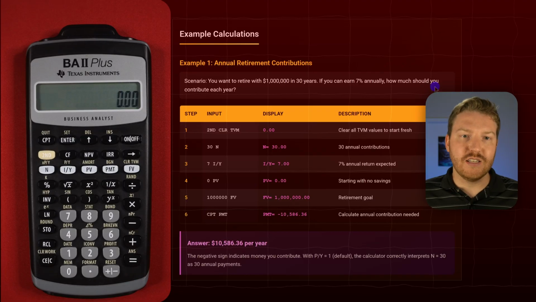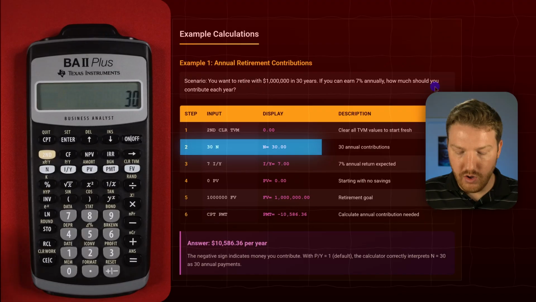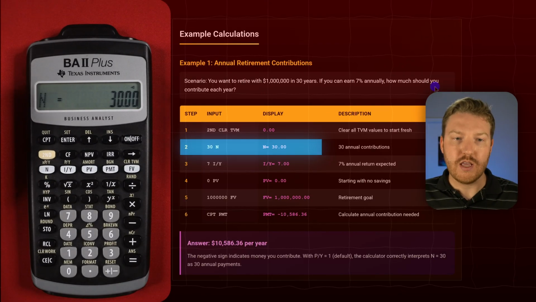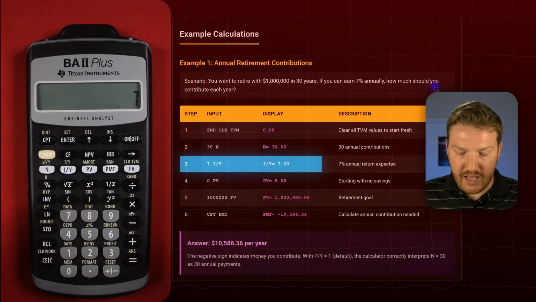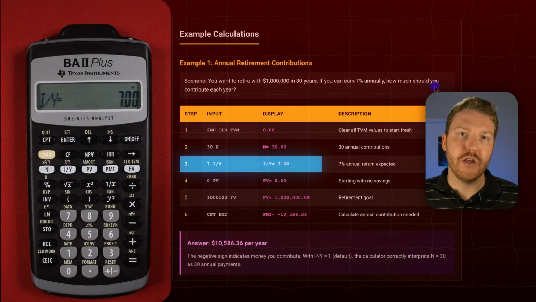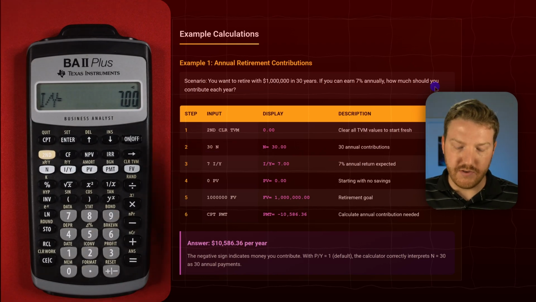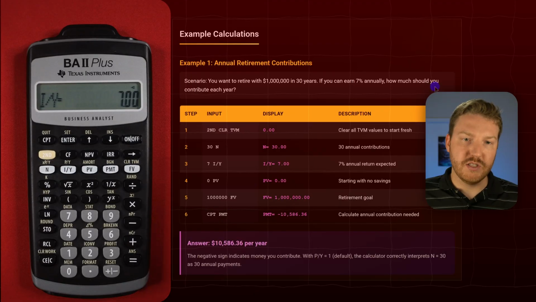So we know that we need this money in 30 years. So we can type 30 and then N. And then we see N is now set equal to 30. And now we know that we can earn 7% annually. So we'll type 7 and then we can hit this I/Y key, which will set interest per year equals 7%. You'll notice it doesn't say 0.07. This is in percentage. So just the whole number 7 means 7%.